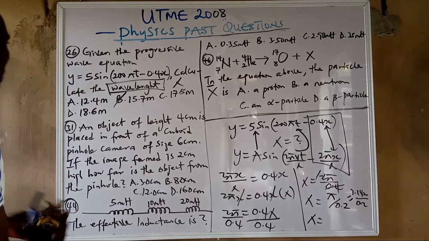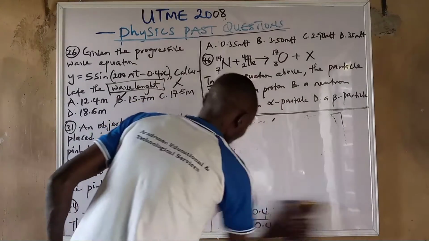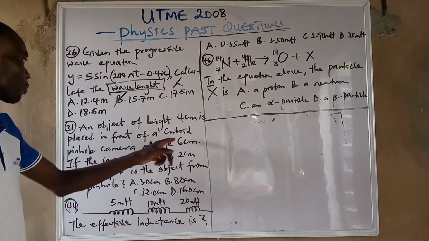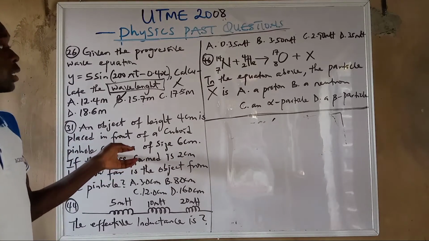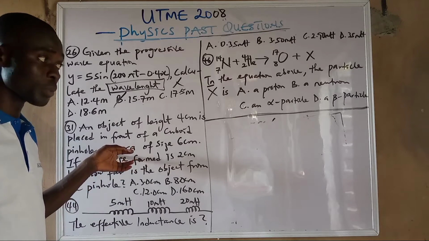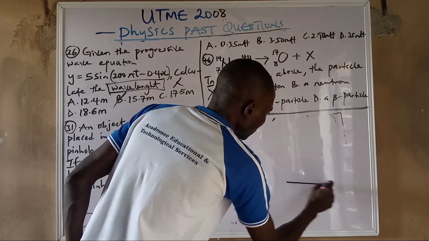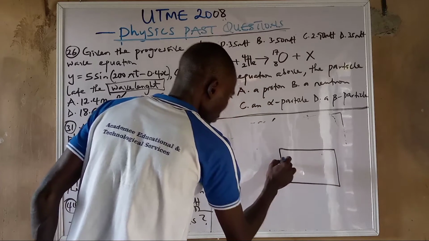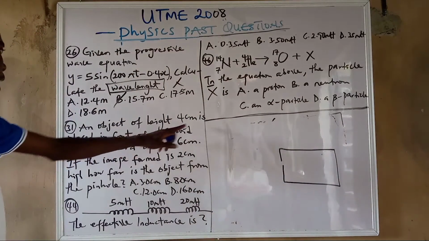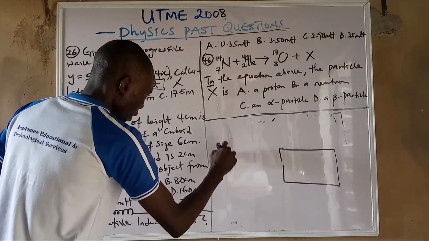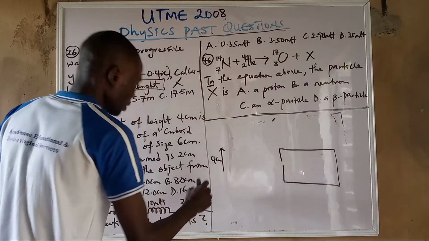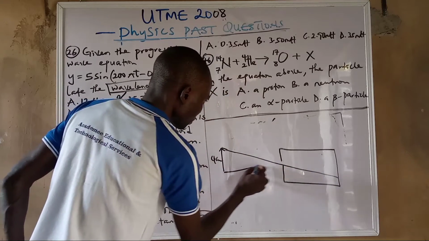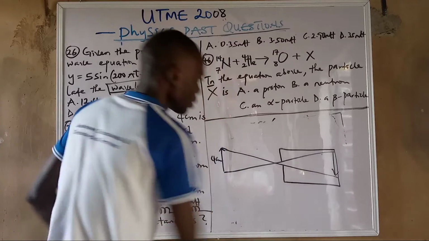Now let's go for number 31 of that same year. An object of height 4 cm is placed in front of a cuboid pinhole camera. This is a question under light waves. So a cuboid should look like this, and it's a pinhole camera. This is the hole of the camera, and the object height is 4 cm. So you expect the image of the object to be formed this way, laterally inverted.